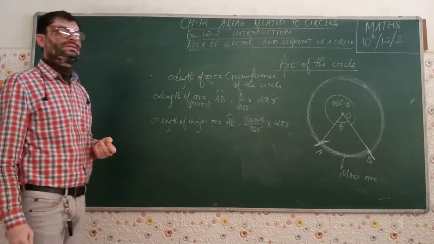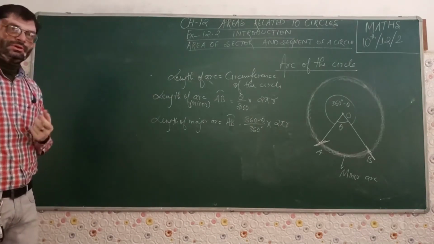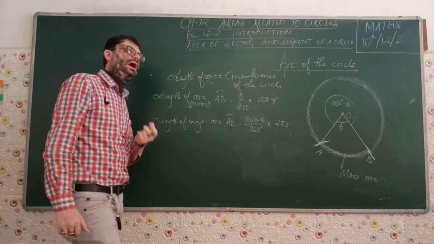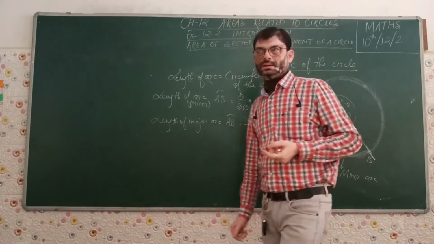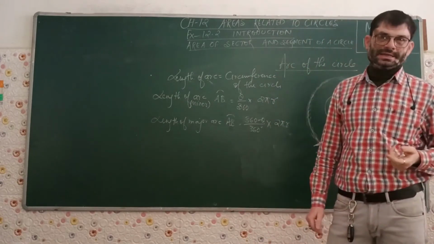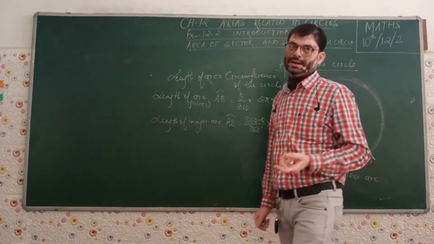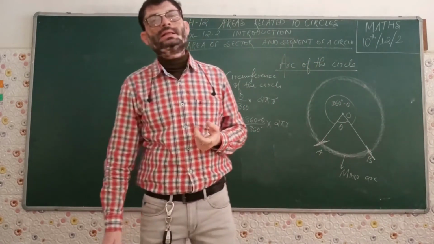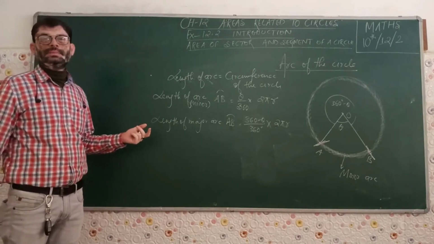Now let me tell you once again. Presently we are writing minor arc and major arc. Just remember that whenever we say length of the arc, we should understand it is the length of the minor arc. When we say area of the sector, that means it is the minor sector. When we say area of the segment, we should understand that it is the area of a minor segment.